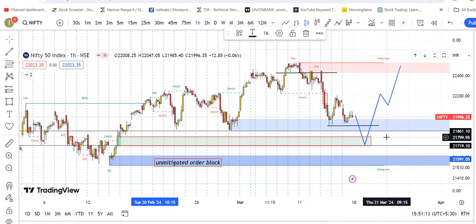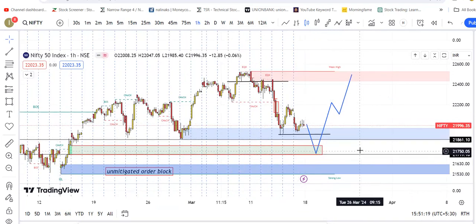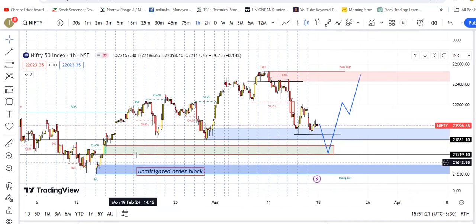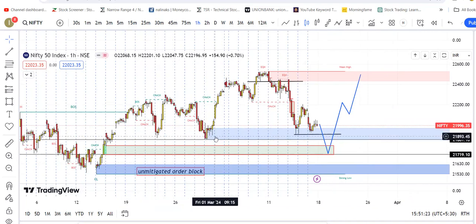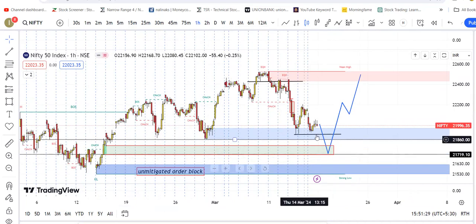So like that. In the present scenario, you need to identify all these valid setups. The scenario is already created in the market, with equal highs and equal lows, and the point of interest is over here. So I'm waiting for the liquidity sweep in this area. Probably I'm anticipating that.